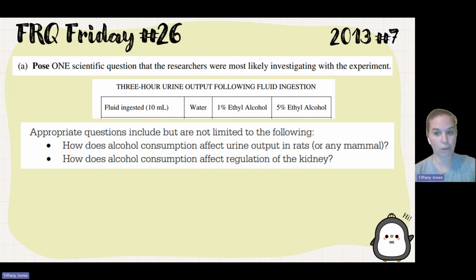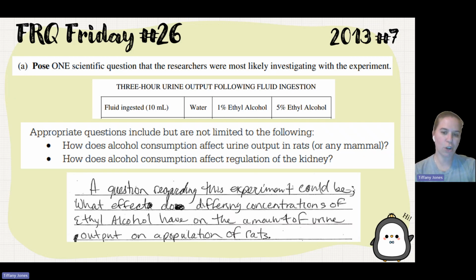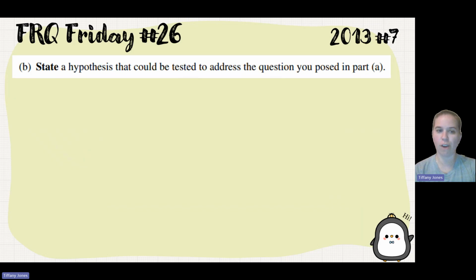Remember, this is from 2013, so you don't actually have to know about the animal systems and the kidney at this point. Students said a question regarding this experiment could be: what effect do different concentrations of ethyl alcohol have on the amount of urine output in a population of rats?